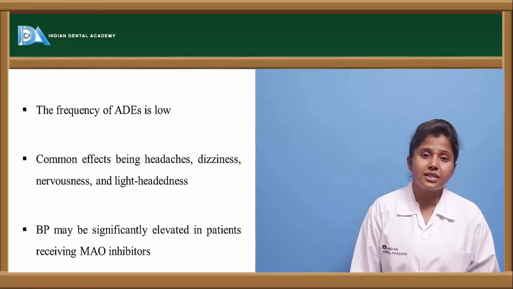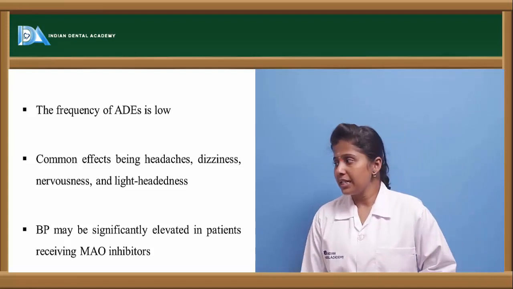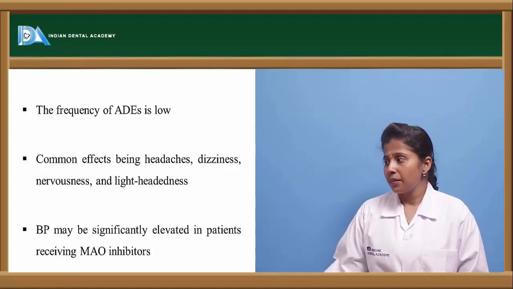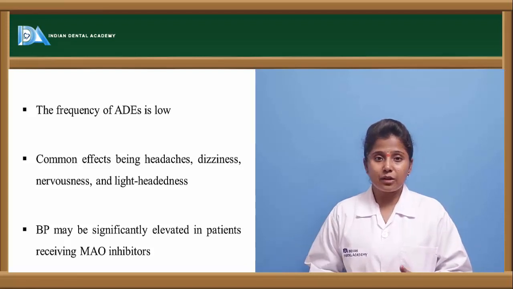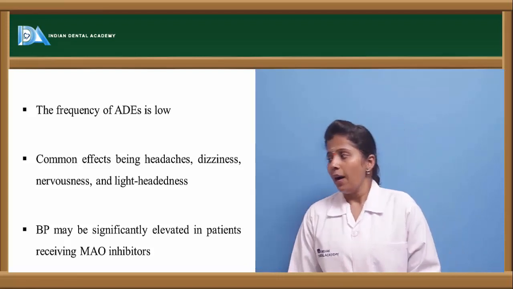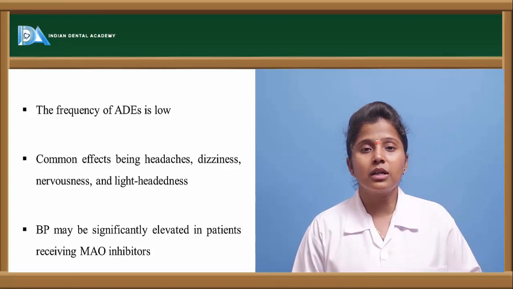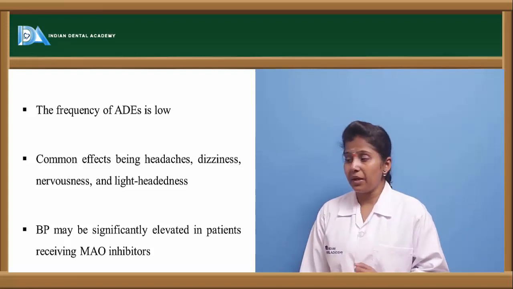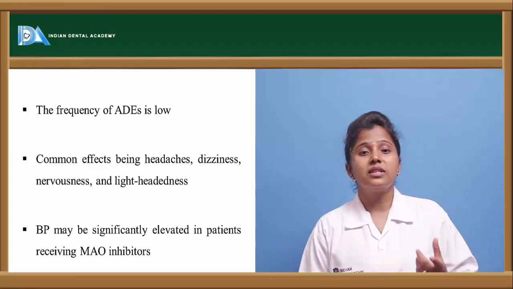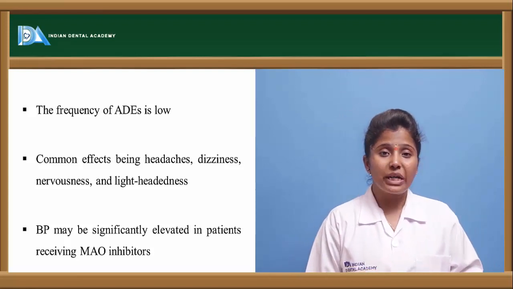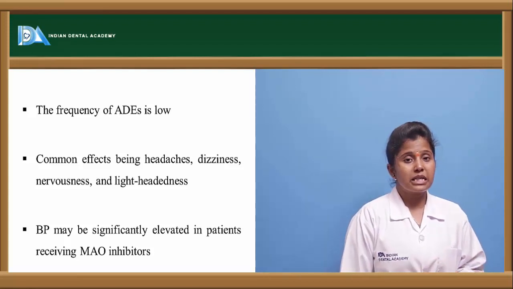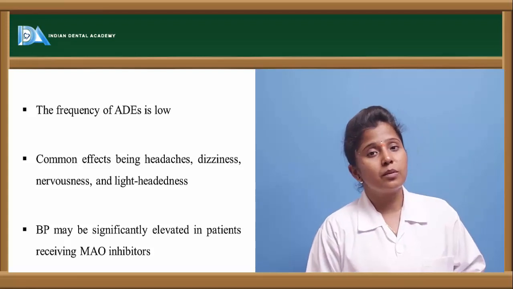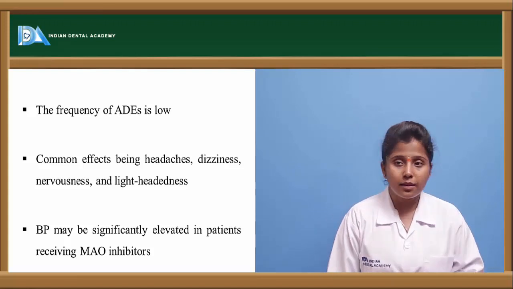But there are common side effects like headache, dizziness and nervousness. If they exceed the normal dose level, it may cause an increase in blood pressure. The blood pressure can also rise if a person is receiving buspirone with MAO inhibitors. MAO inhibitors are used as antidepressant drugs, and they should not be given with buspirone because it may increase the blood pressure.